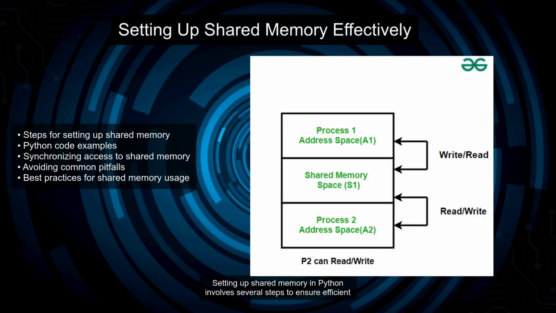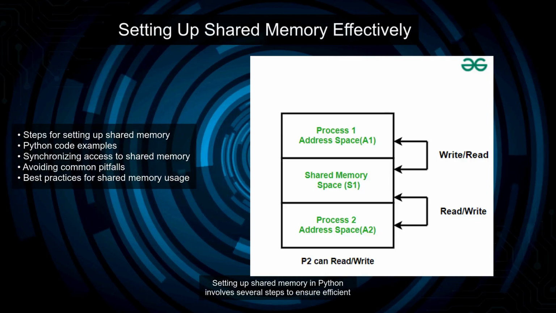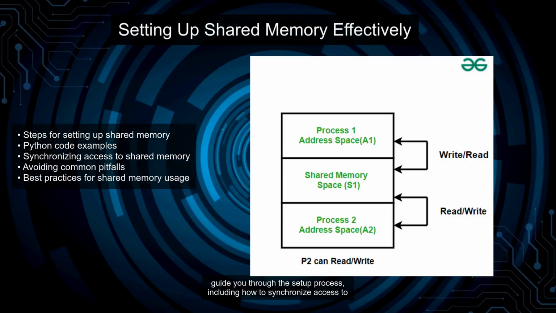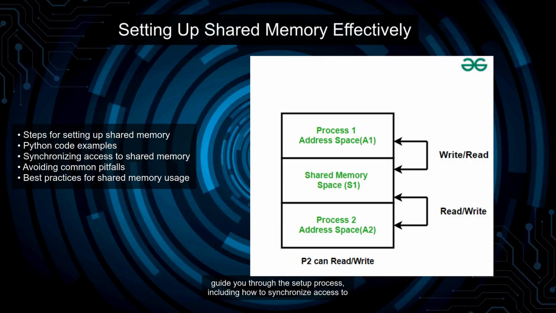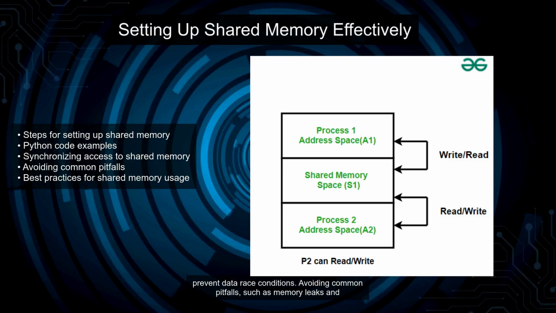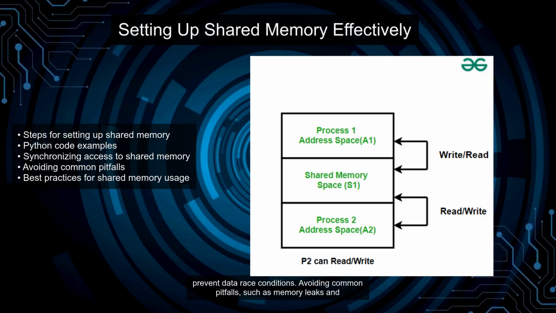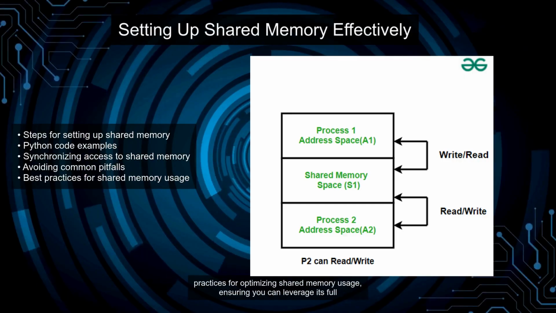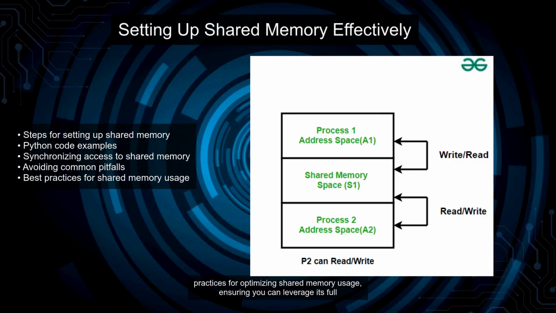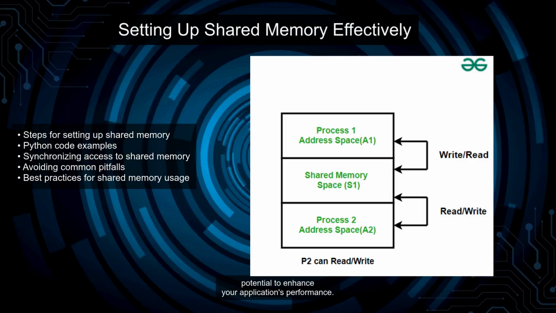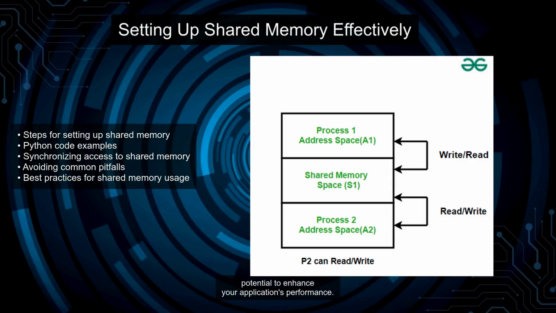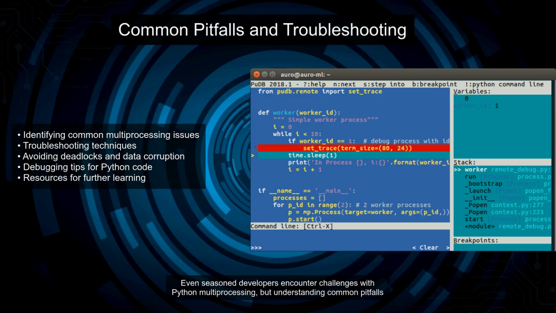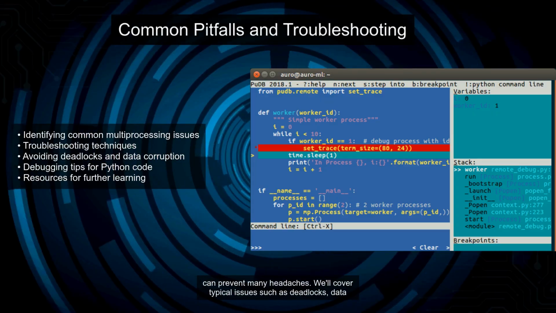Setting up shared memory in Python involves several steps to ensure efficient and safe access by multiple processes. We'll provide Python code examples to guide you through the setup process, including how to synchronize access to prevent data race conditions. Avoiding common pitfalls, such as memory leaks and access conflicts, is essential for maintaining application stability. We'll also share best practices for optimizing shared memory usage, ensuring you can leverage its full potential to enhance your application's performance.